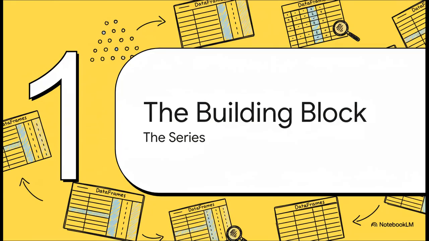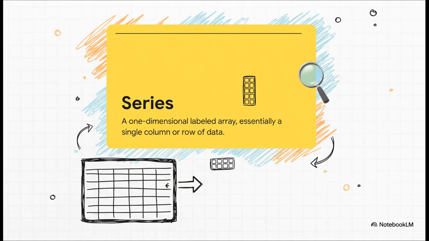Okay, so to really understand how Pandas works its magic, we have to start small. We've got to look at its most basic, fundamental building block, because before we can handle a whole table of data, we first need to understand a single column. And in the world of Pandas, that's called a series. So what in the world is a series?